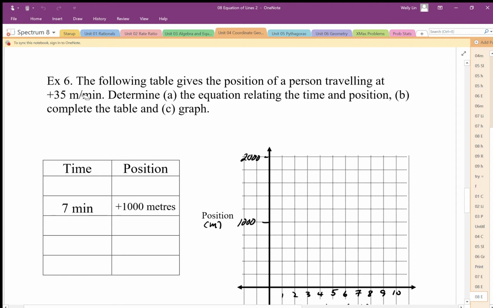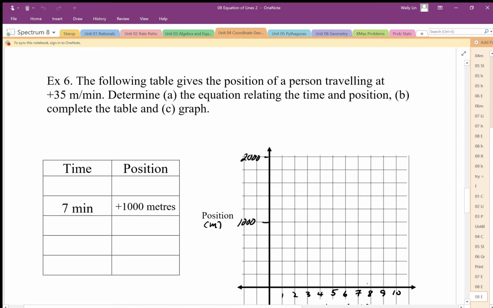So since that is our rate, and it's giving us the units of meters per minute, which is our dependent and independent quantities, that's probably going to be the rate of the problem, or in other words, the slope of the problem. We've also been given some coordinate which kind of fixes the position. So I'm just going to graph that coordinate first.